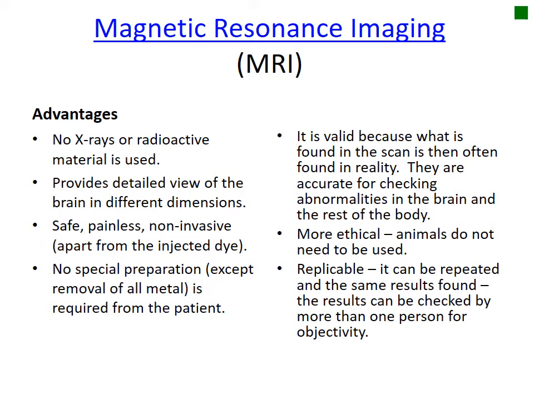Now, MRI scans, as we talked about before, use magnetic waves in order to be able to show the function and structure of the brain. And there's no X-rays or radioactive material used. It provides a detailed view of the brain in different dimensions. It's safe, it's painless, and there's no special preparation that needs to happen apart from obviously removing all the metal.